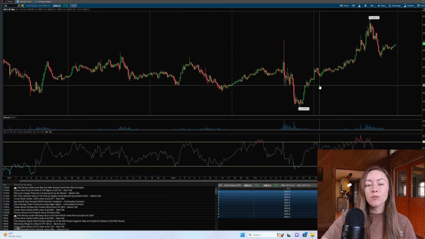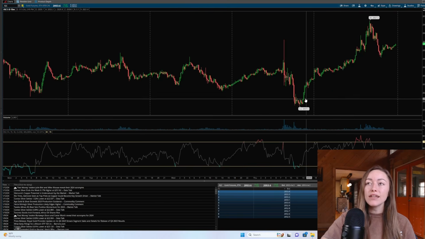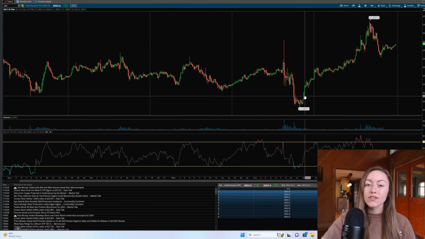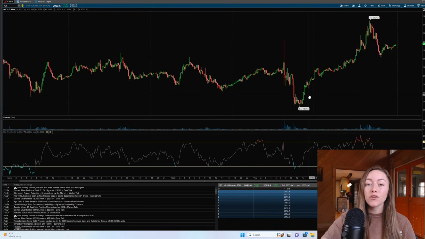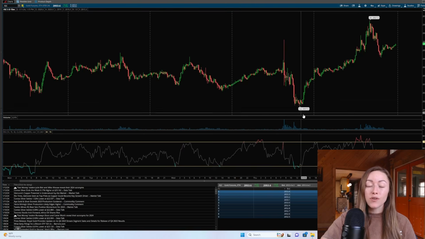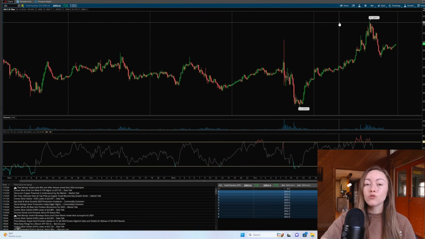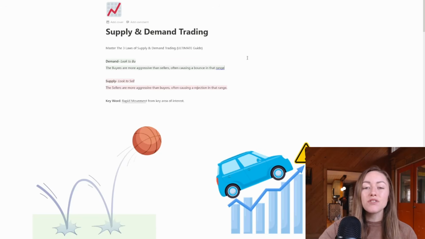And so really what supply and demand is doing is creating these zones where we think the orders are sitting. So if we are looking for a potential bounce, we're looking for a demand zone to buy in. If we are looking for a potential short, aka somewhere where we might stall out, we are looking for a potential supply zone. So today's workshop is going to be, yes, about supply and demand trading.